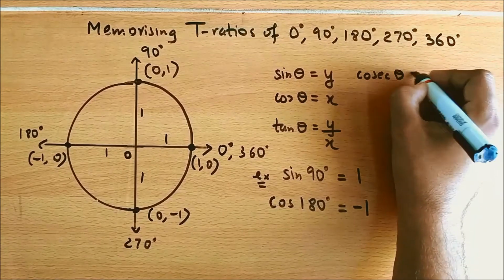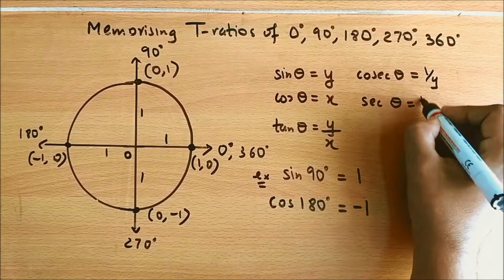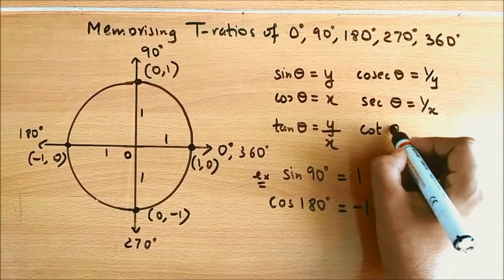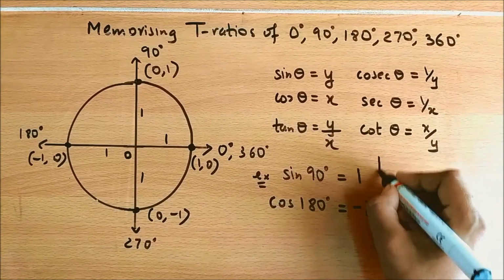Next, let's define cosec theta as 1 by y. Sec theta would be 1 by x. Cot theta would be x upon y. Now let's take a few examples.